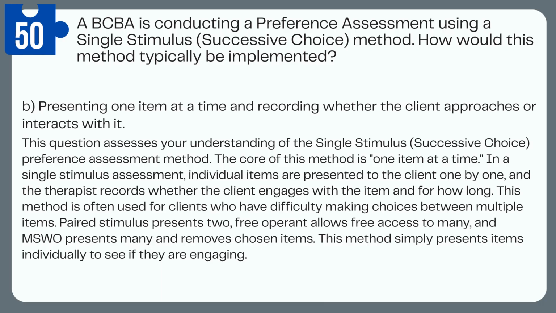This method is often used for clients who have difficulty making choices between multiple items. Paired stimulus presents two, free operant allows free access to many, and MSWO presents many and removes chosen items. This method simply presents items individually to see if they are engaging.